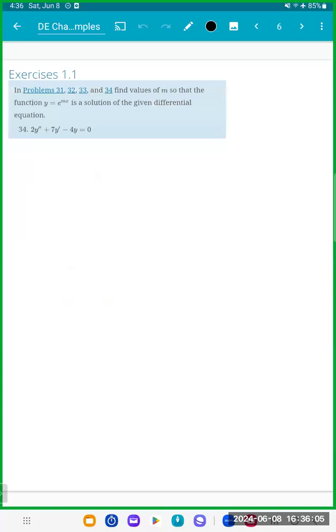Okay, this next problem, again section 1.1, is similar to problems 31 through 34. You're asked to find values of m so that the function y equals e to the mx is a solution of the given differential equation. It tells us in the problem that y equals e to the mx. So if I take the derivative of that, y prime is equal to, remember, the derivative of e to the x is itself, e to the x, but in this case we have the m in front of it. So it becomes m e to the mx.